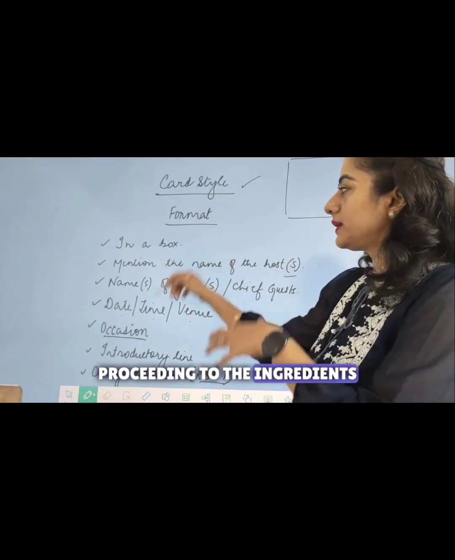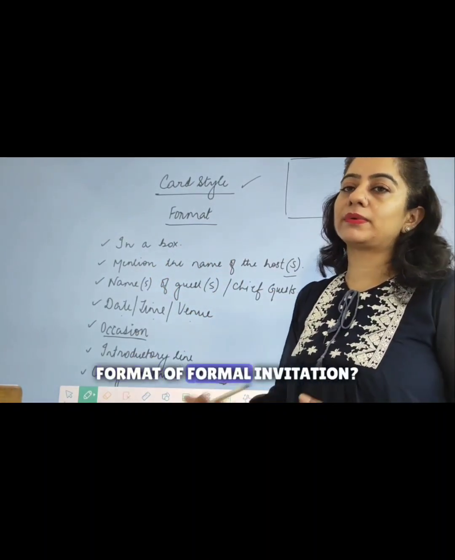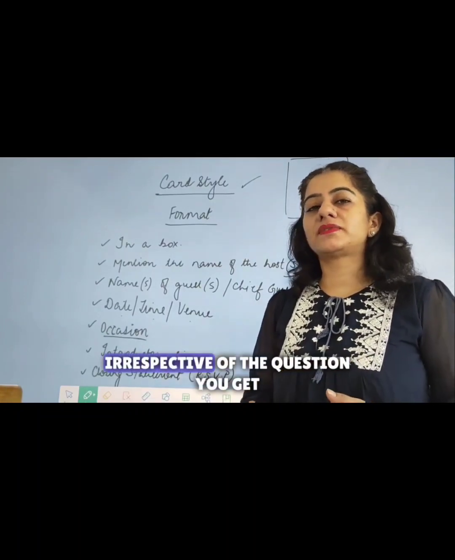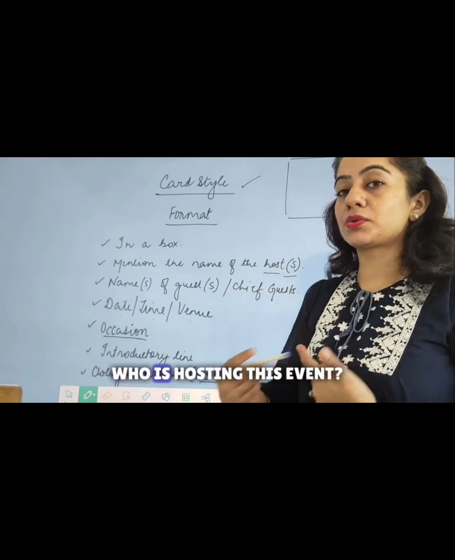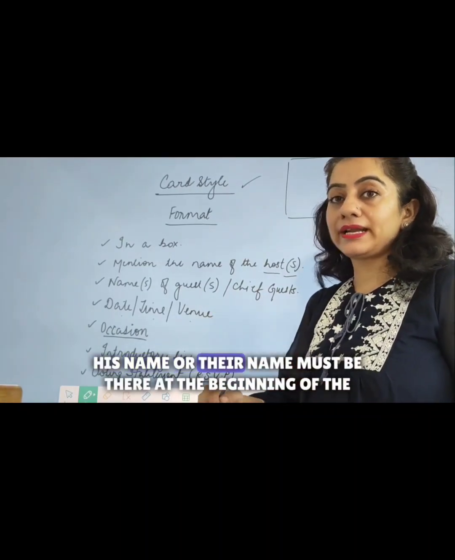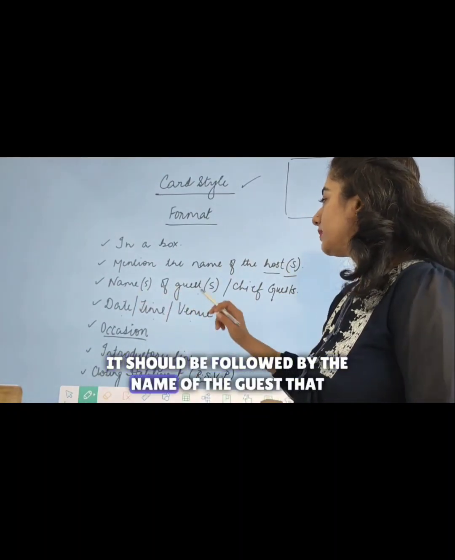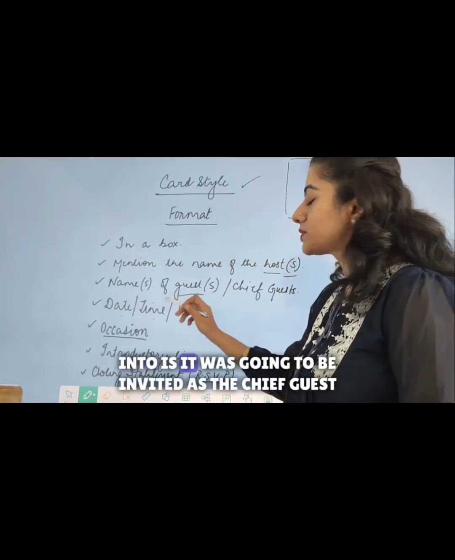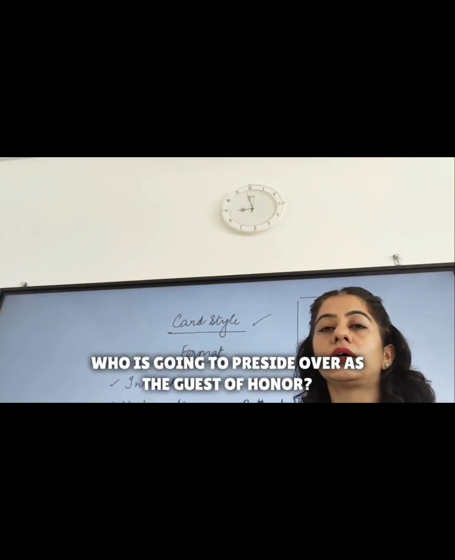Proceeding to the ingredients. What is it that you must mention in the card style format or formal invitation, irrespective of the question you get? You must mention the name of the host. Who is it who is hosting this event? His name or their name must be there at the beginning of the invite. It should be followed by the name of the guest. That means who is it who is going to be invited as the chief guest? Who is it who is going to preside over as the guest of honor?